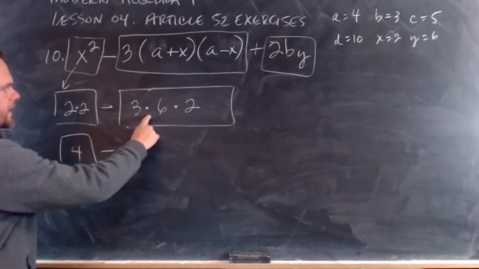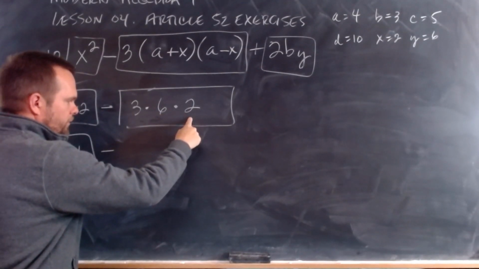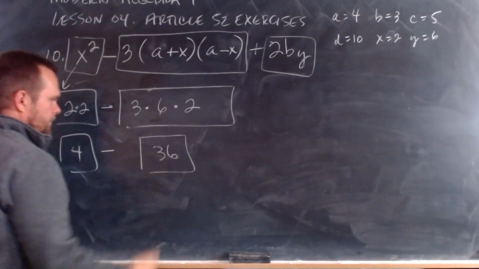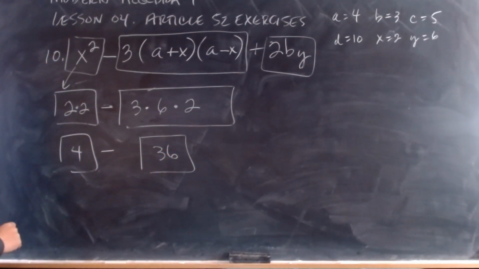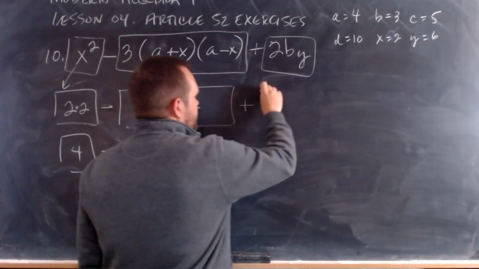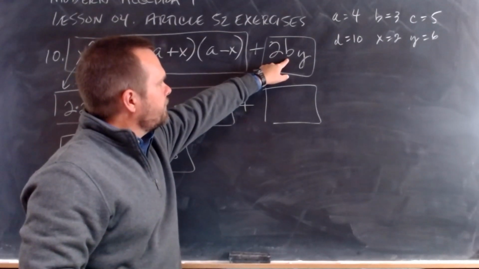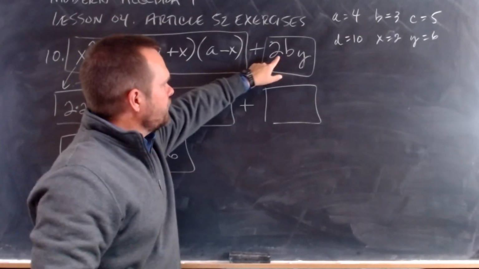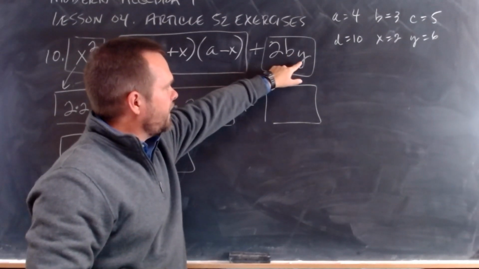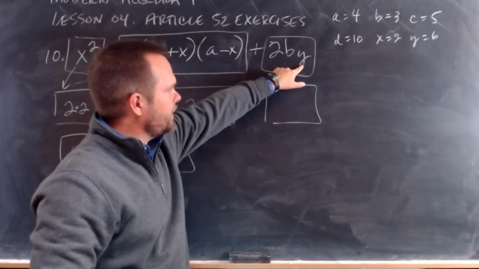So what's 3 times 6? 18. What's 18 times 2? 36. The value of this second term is 36. And we're going to add to this the third term. What's the value of b? 3. What's 2 times 3? 6. What's the value of y? 6. What's 6 times 6?